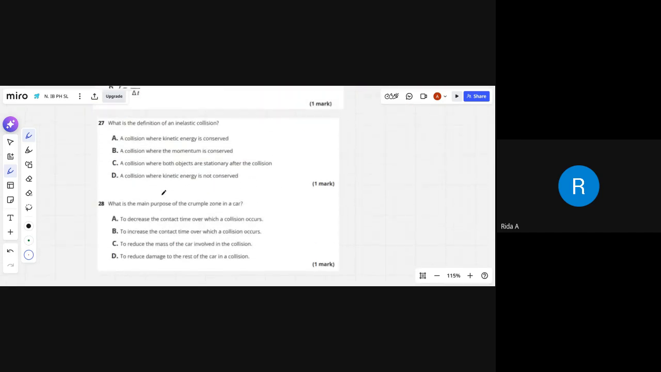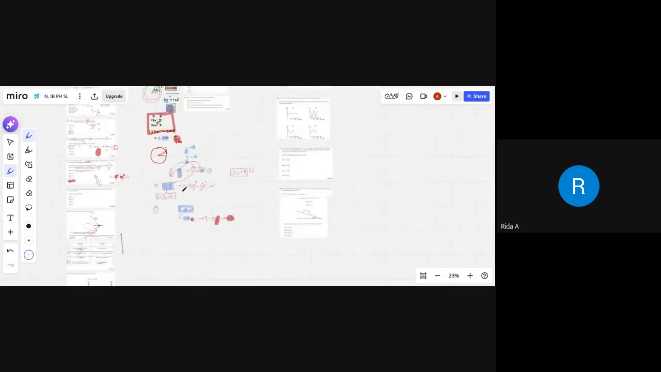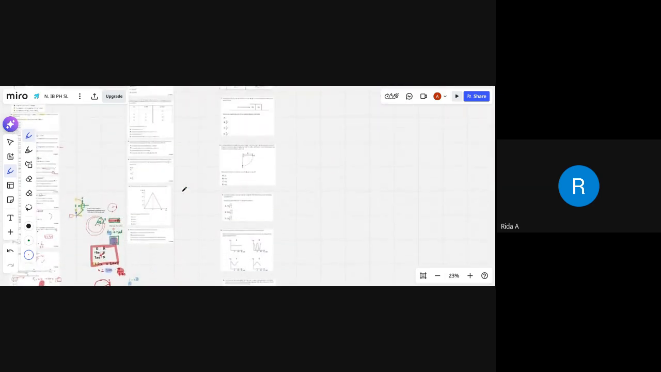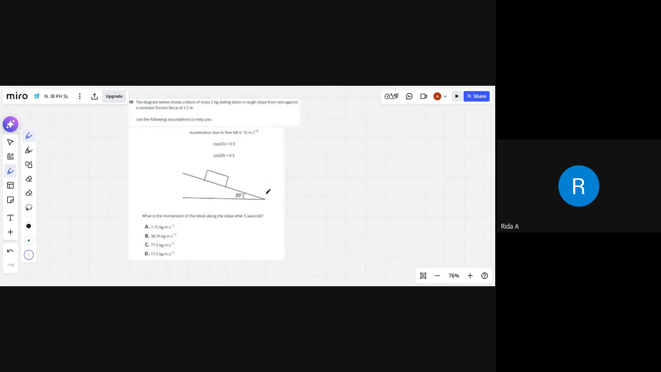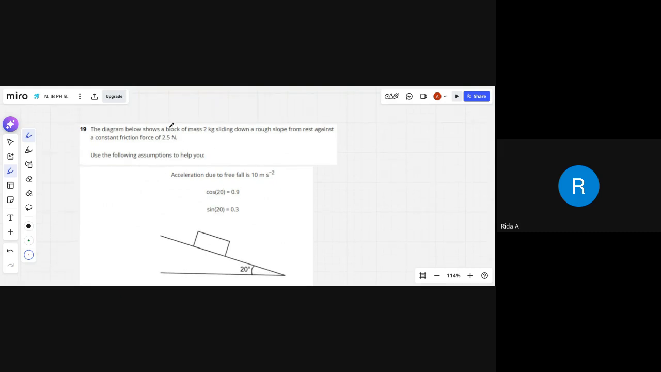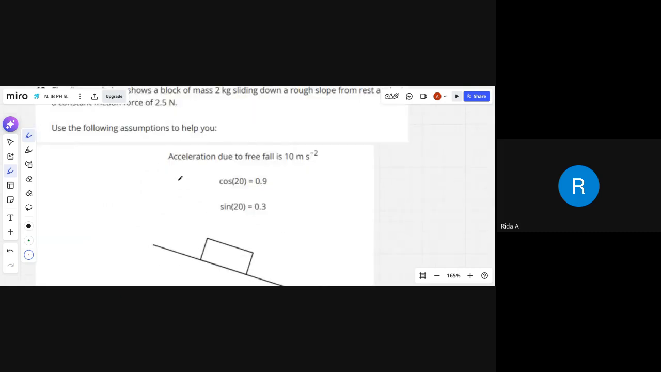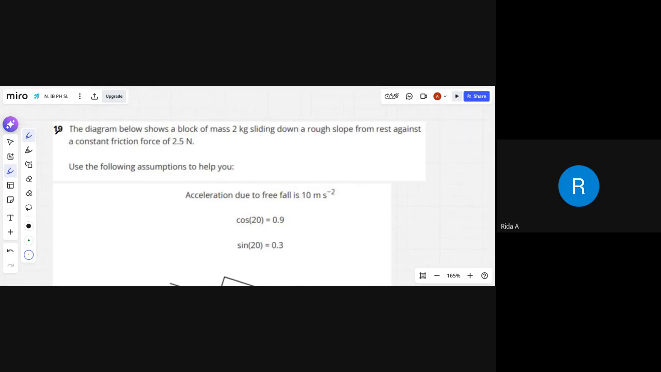I think I'll skip these. These are pretty simple. Let's do an advanced question. Let's do this question for free body diagrams and other concepts of forces. This question is pretty good in a way that it covers a lot of concepts.